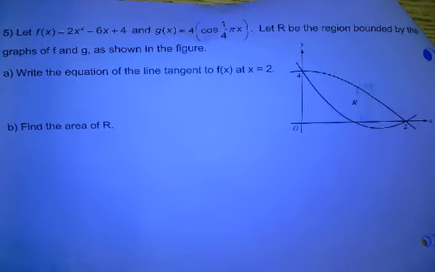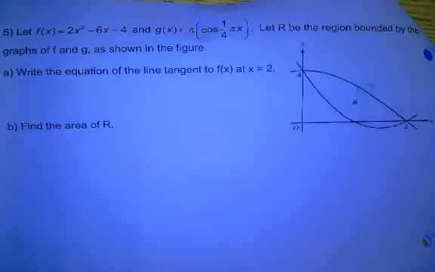Here is the example from a free response. There would be more parts to this. We just haven't learned those extra parts yet. So let f of x be a parabola. G of x is a trig function. Let R be the region bounded by the graphs F and G as shown in the figure.